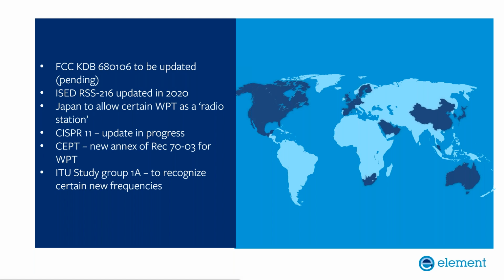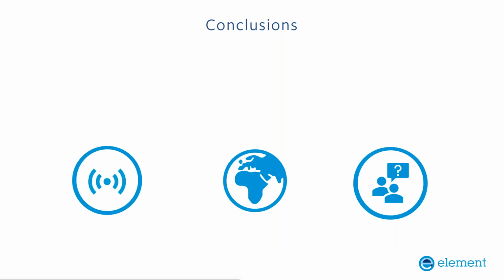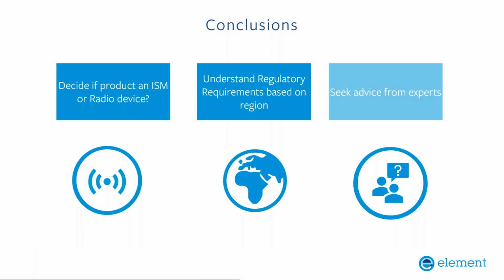So, in terms of wrapping up, to allow us a couple of minutes for questions, I just wanted to leave you with really three conclusions. The first one, fundamentally, is you've got to decide whether this WPT device that you're thinking about is ISM or a radio device. Is there intelligence in the signal or not?